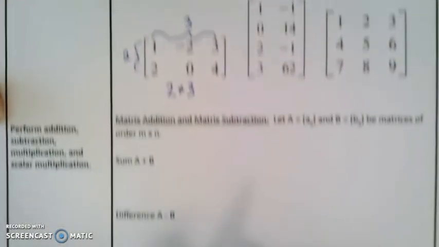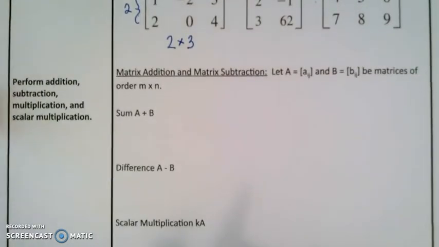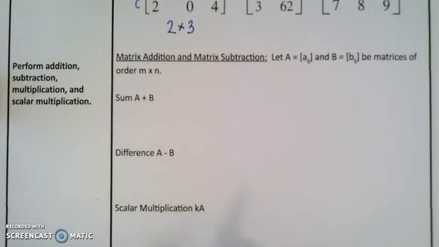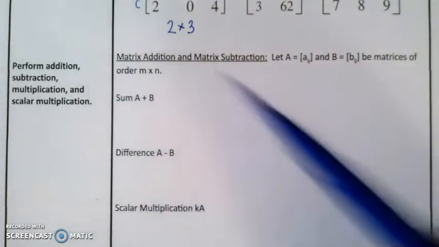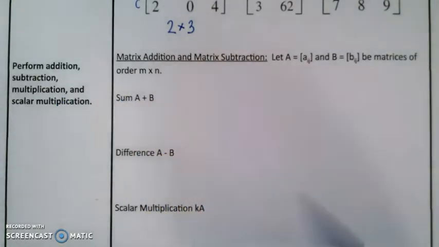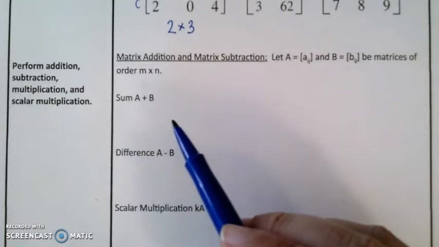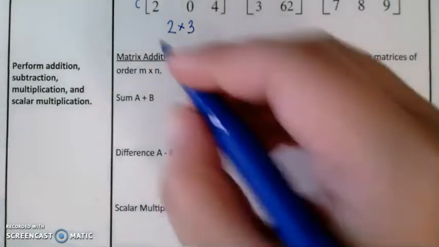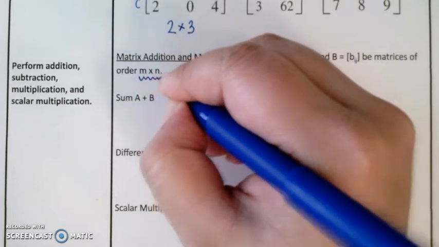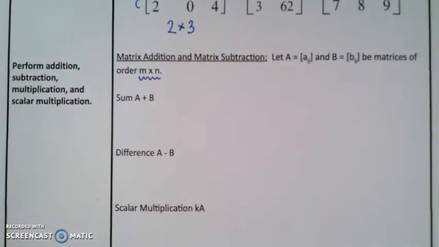Looking at our next objective, we want to be able to perform addition and subtraction, as well as scalar multiplication and multiplication. I said them in the order that we're going to look at them instead of the order they're listed in the objective. But in order to add matrices, matrix addition is pretty straightforward. We're just adding each element. Notice for these 3 operations, your matrices have to have the same order. So they have to be the same size, okay?